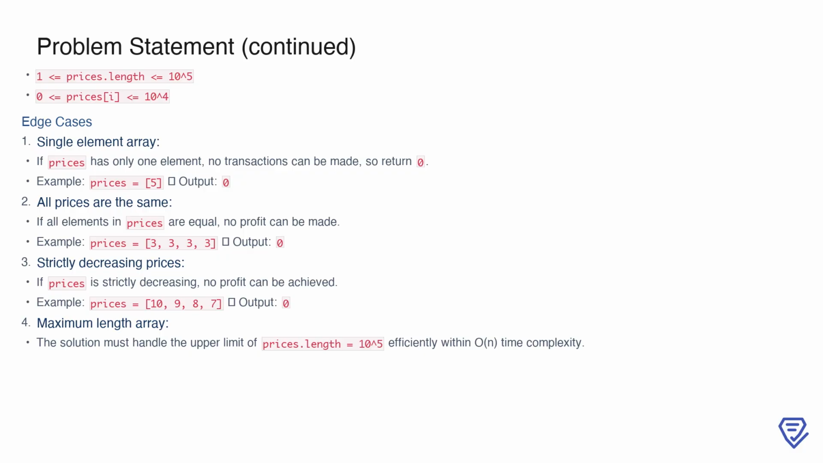Similarly, if all prices are the same, no profit can be made. When prices are strictly decreasing, like in prices equals 10, 9, 8, 7, the result is also 0. Additionally, the solution needs to handle the upper limit of 100,000 elements efficiently, which means it must run in O(n) time complexity. Keeping these constraints and edge cases in mind will help ensure your solution is both correct and optimized.